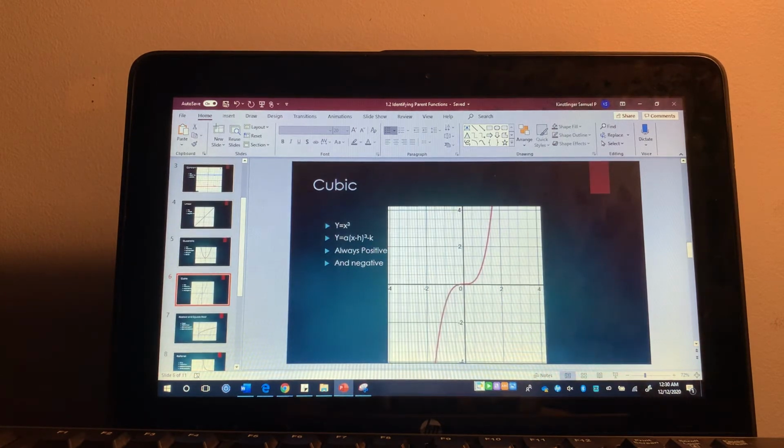Here we have cubic, similar to y equals x squared, but it's y equals x to the third power, or y equals a times the quantity x minus h to the third power plus k. Now this is odd, while quadratic was even. Even means that the end behavior is the same. On the left side it's either positive or negative, and on the right side it's the same. So it's going to be either two positive or two negative if it's even. But if it's odd, one of the sides is going to be positive and one negative. This is another odd one. As we see, the left is negative and the right is positive.